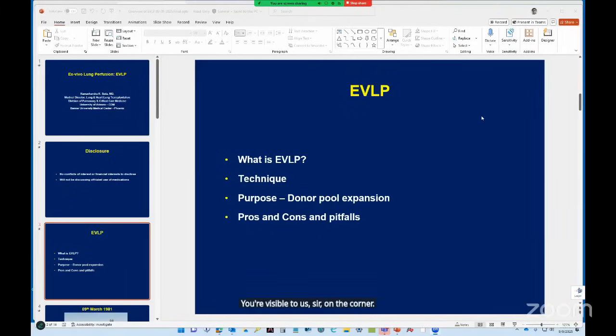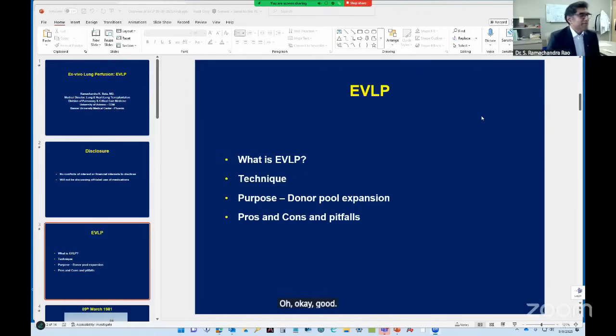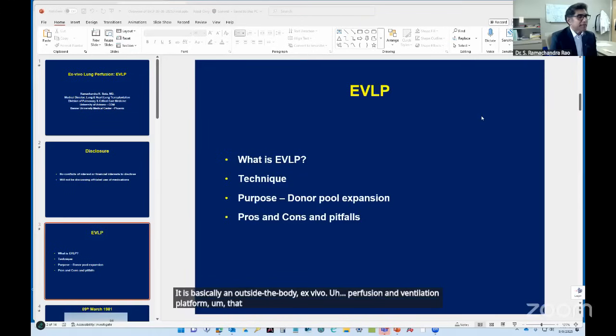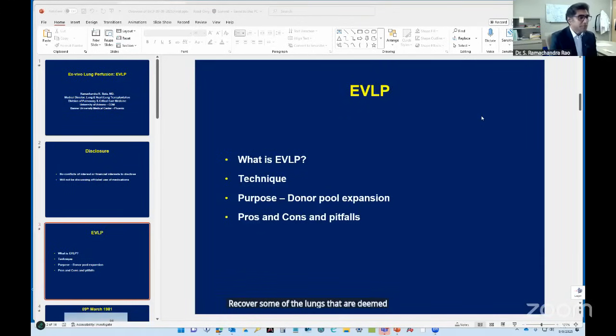Oh, okay. Good. So Dr. Varghese already eloquently described what EVLP is. It is basically an outside the body, ex vivo, perfusion and ventilation platform that is expected to recover some of the lungs that are deemed not usable.